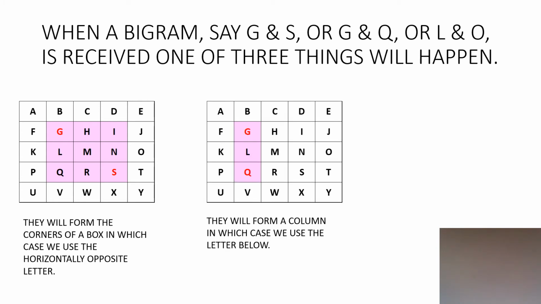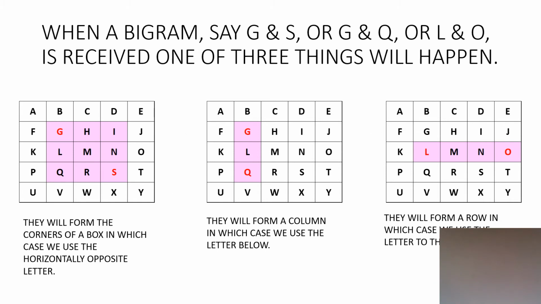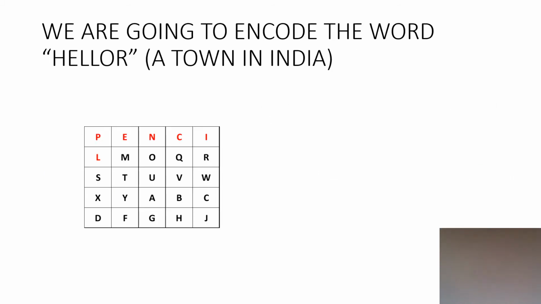They'll form a column. In that case, we use the letter below it. If there isn't a letter below it, then we loop it back to the top of that column. And again, you'll see that in a moment. Or it'll be in a row. Now, in a row, we use the letter to the right of it. And again, if there's no letter to the right of it, then we just loop it round. So there's no letter to the right of O, so we use a K.